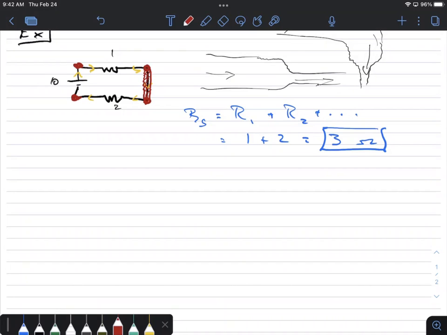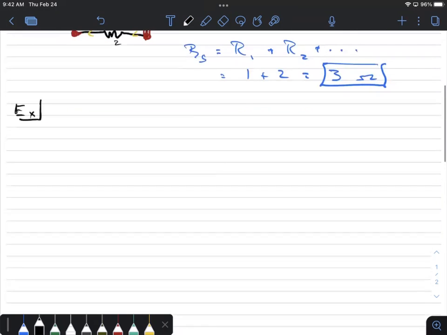All right, so any questions about that particular example? All right, well, that's a little too simple. Let's go with something a little more complex looking. What if we had something that looks like this?